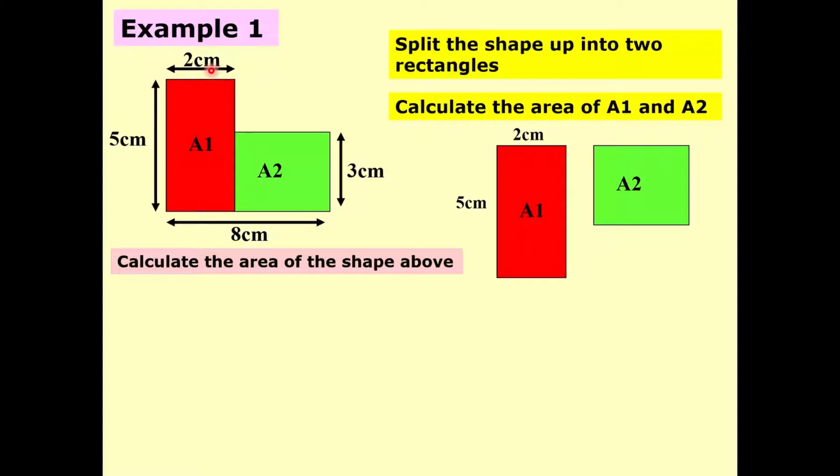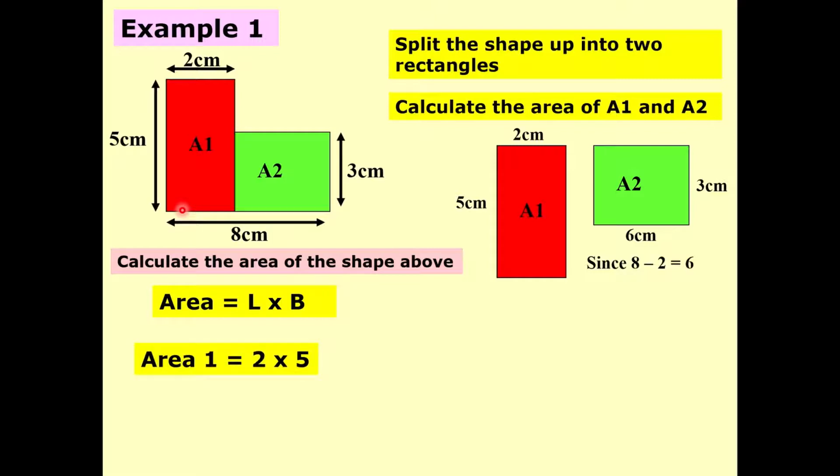For area 2, we know that the length is 3 centimetres, but we need to know what this length here is. We know that the total length of the whole shape is 8 centimetres, and we know that the width of area 1 is 2 centimetres, meaning that the rest must be 6 centimetres. So we're getting 6 centimetres from taking our 8 centimetres and subtracting 2. So we've got enough information to calculate the area of both of these shapes.